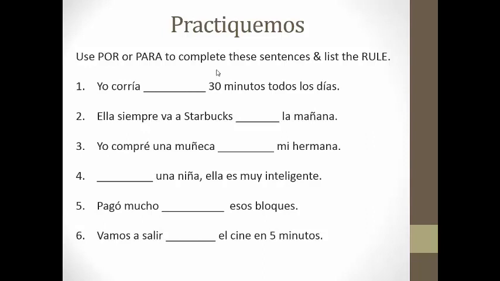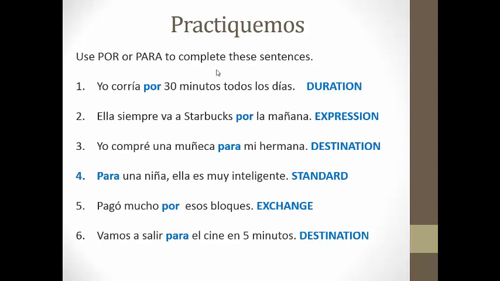All right. We'll do number 1 together. I need you to write por or para and then also give me the rule out to the side. So number 1, I used to run for 30 minutes every day. Would that be por or para? Okay, it's a duration. So it is por. All right, pause me, work through numbers 2 to 6.